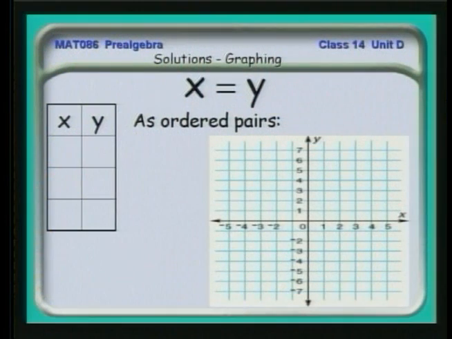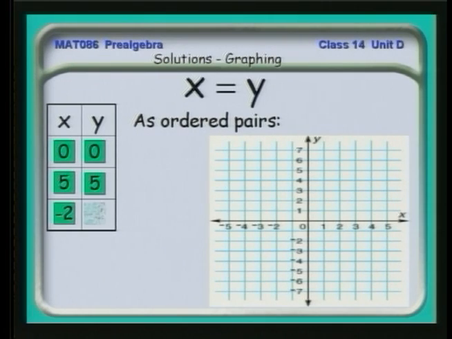Here's an interesting one, well, I don't know, interesting, but how about x equals y? That's pretty hard to solve. If x is 0, y is 0. If x is 5, y is 5. And if x is negative 2, y is negative 2. Let's see what that's going to look like.